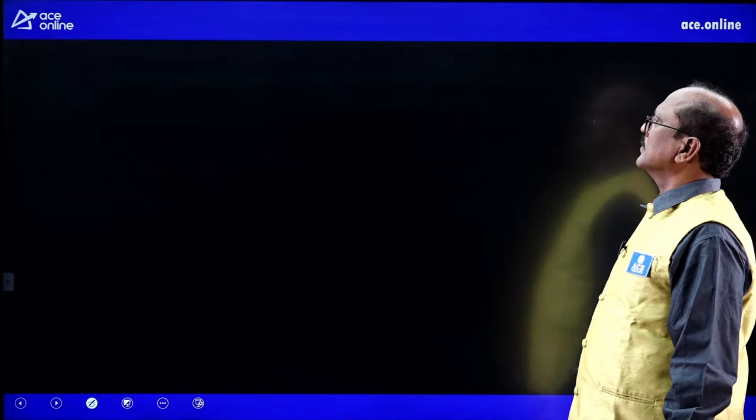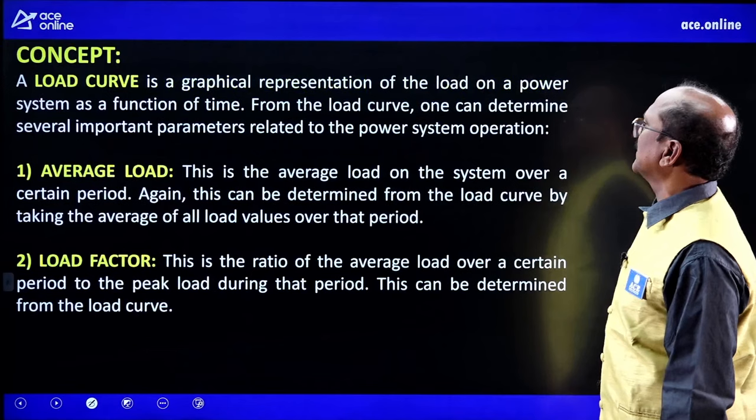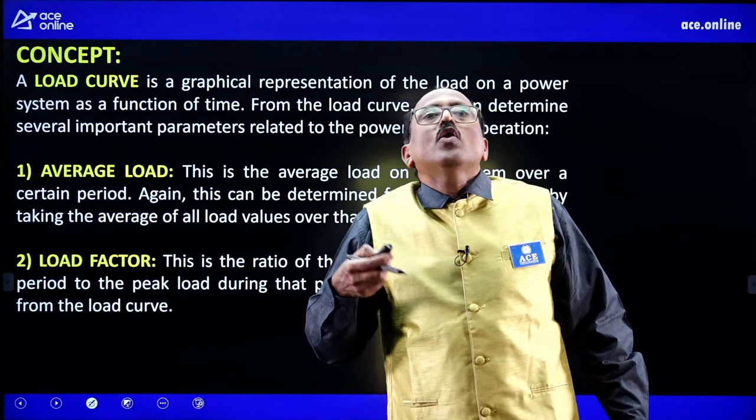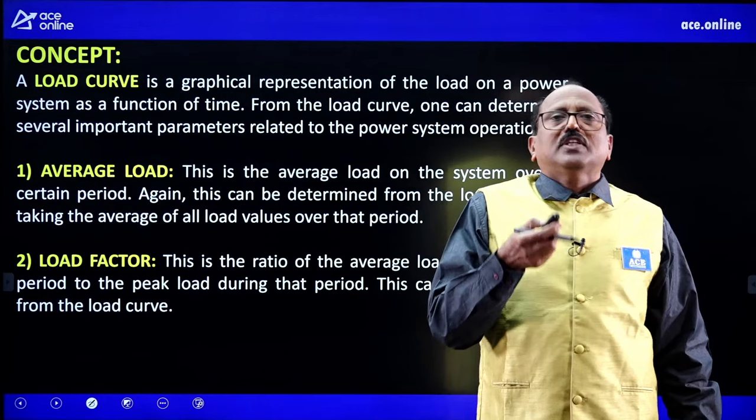Let us see other questions. I want to discuss power plant economics. Power plant economics means the power generated in the plant. A graph is drawn with reference to a time scale: X-axis time, Y-axis power generation. Load curves. From the load curves, we are going to discuss average load production, load factor, diversity factor, other factors.